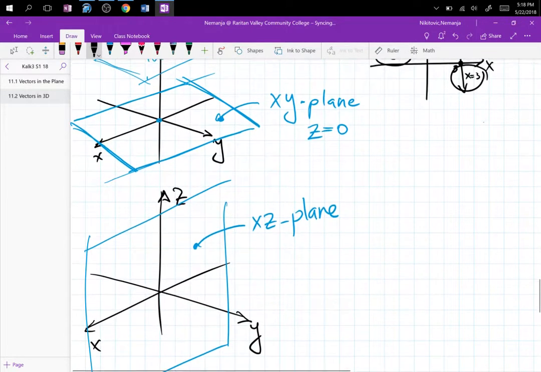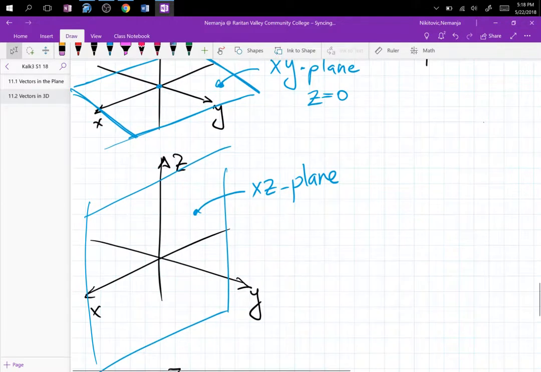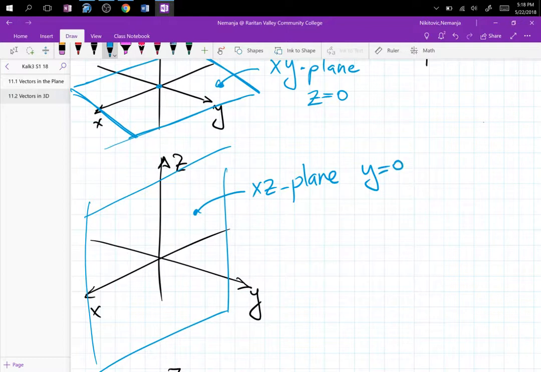So now, when I look at the XZ plane, which is the wall on which we have the door, that one is actually going to be called y equals 0. So let's make sure that's clear. So the basic one is y equals 0. Now we have this one that is parallel to it.